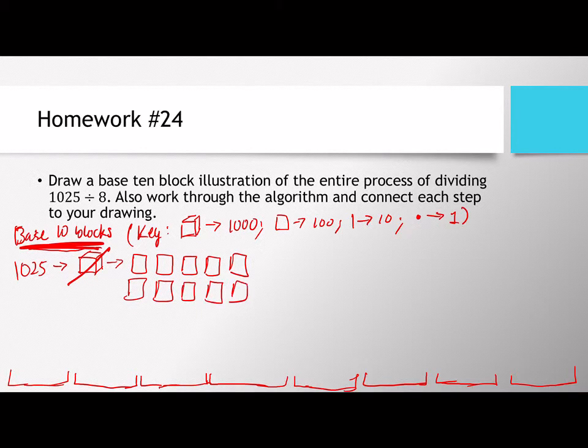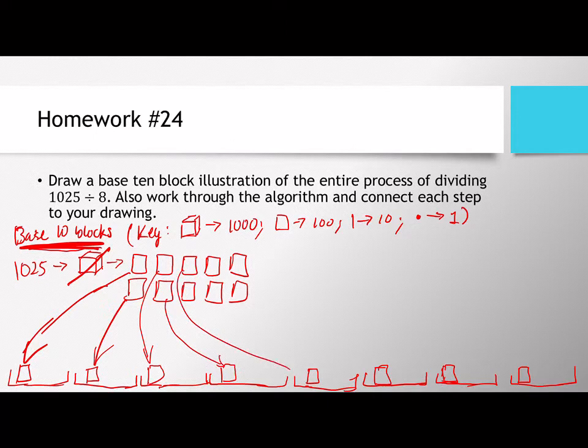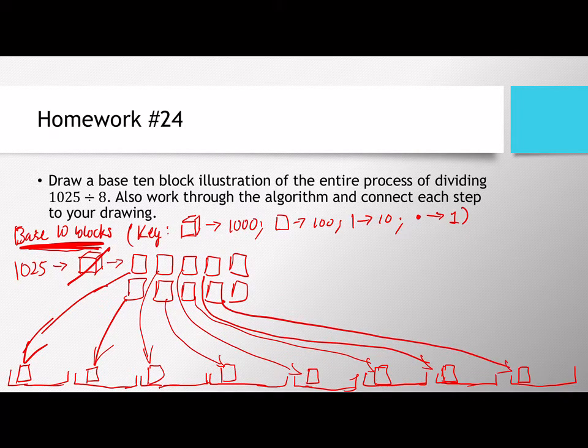Okay, so I have 10 flats. I'm going to use 8 of them in my bins. 1, 2, 3, 4, 5, 6, 7, 8. Alright, so now I have those divided up.